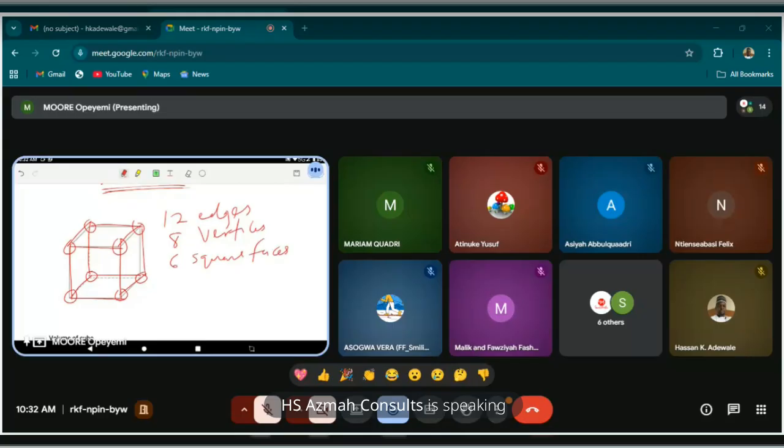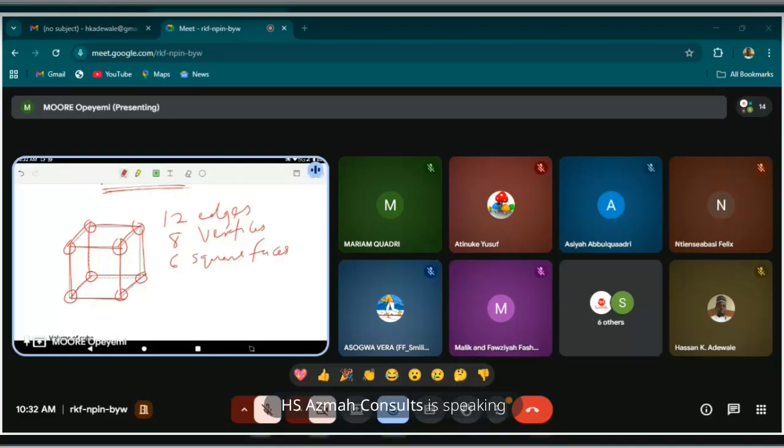Then we now move on to the cube. So a cube has 12 edges, 8 vertices, 6 square faces. Somebody said 90 degrees in each of the angles. What other property? Now let's move on to the calculation aspect of a cube. We can calculate the surface area of a cube. Somebody said it has equal sides.